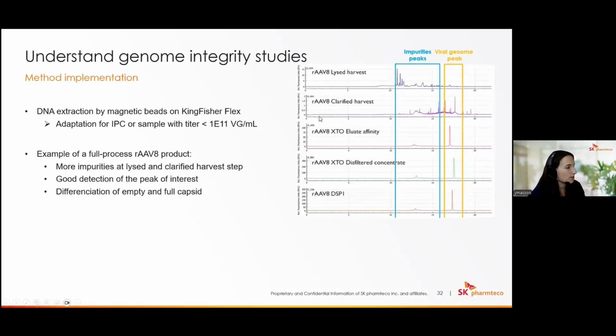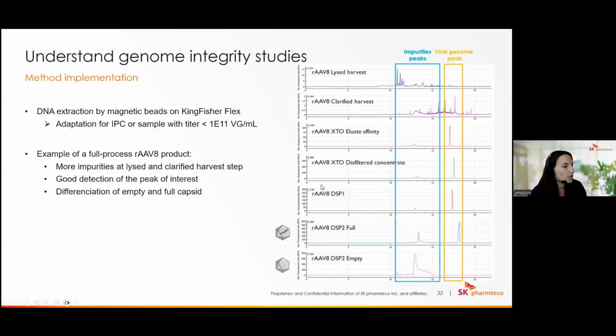Here, we can see the results obtained on AAV8 at different stages of the production process, from lysed harvest to the DS steps. Our peak of interest, framed in yellow, is more or less visible depending on the steps of the production process. Framed in blue, you also have the nucleic acid impurities. At the lysed and clarified harvest steps, there is still a lot of contaminating nucleic acid, which reduces the intensity of our peak of interest. The steps after chromatography are much cleaner, and our peak really stands out.